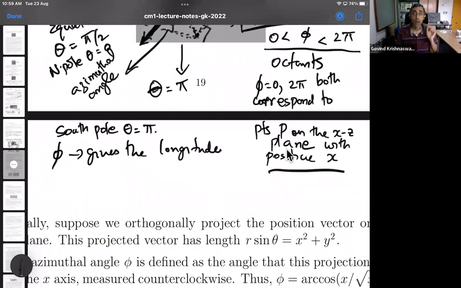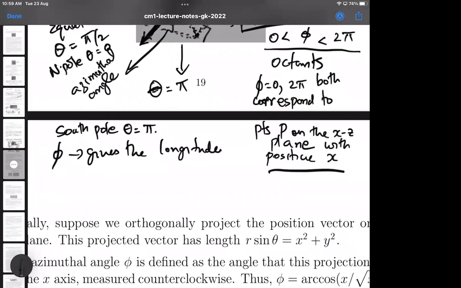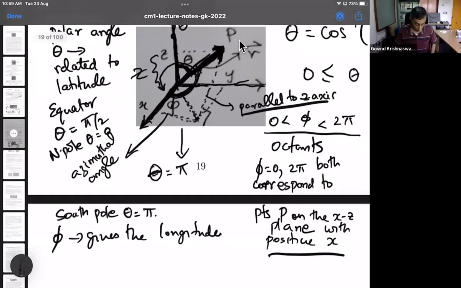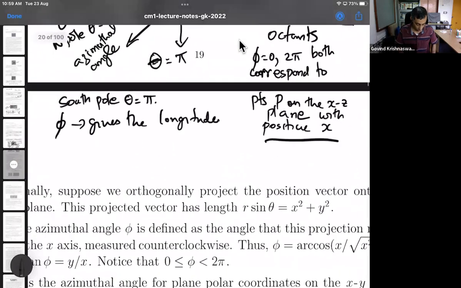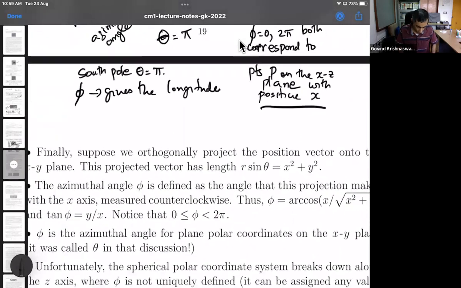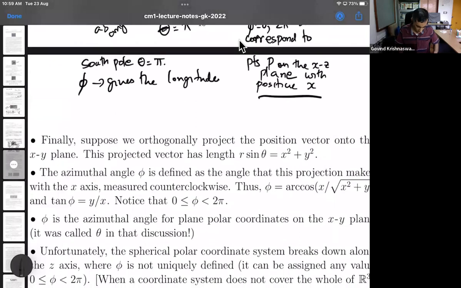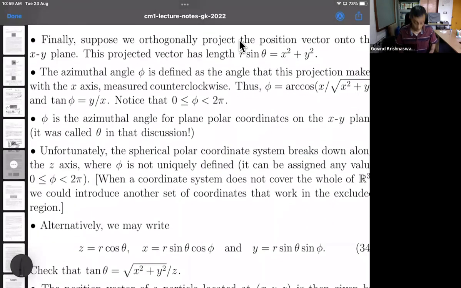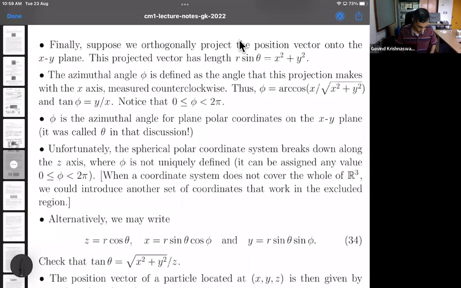Okay. Any additional question? Sir, if we want to identify a point on the z-axis, do we leave phi undefined? Oh, thank you very much. So you have pointed out a serious problem with our coordinate system. It is not covering the entire three-dimensional space in a proper way. So let us say a few words about that, since you have very rightly raised this question.